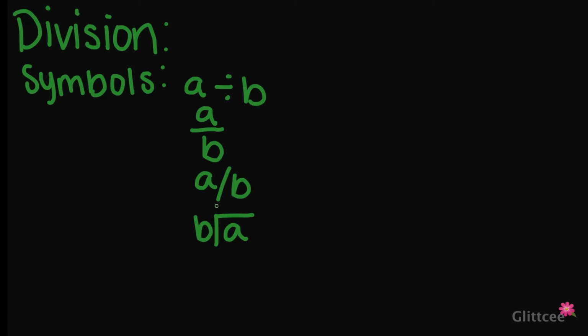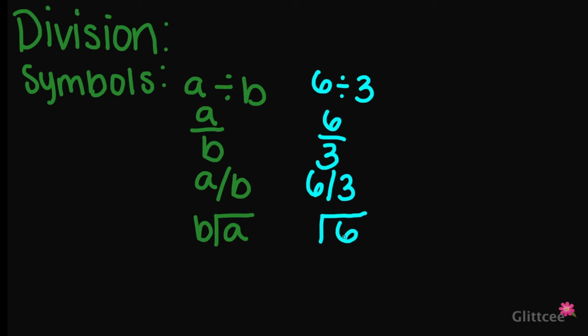All right, so let's plug in some numbers. By plug in numbers, we'll try 6 divided by 3, or if you see it like this, you'll see 6 and then the 3 on the outside, 6 divided by 3. All right, so those are some common symbols that you will see.